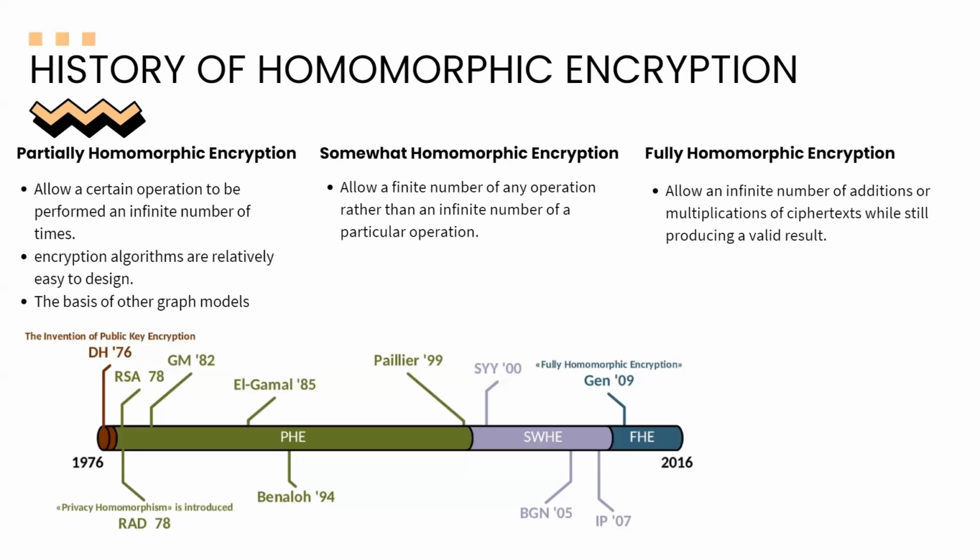The first fully homomorphic encryption algorithm was invented in 2009 by Craig Gentry. A fully homomorphic encryption algorithm allows an infinite number of additions or multiplications of ciphertexts while still producing a valid result. And this is a basic definition of the different schemes of homomorphic encryption. My teammates will introduce more details of it.